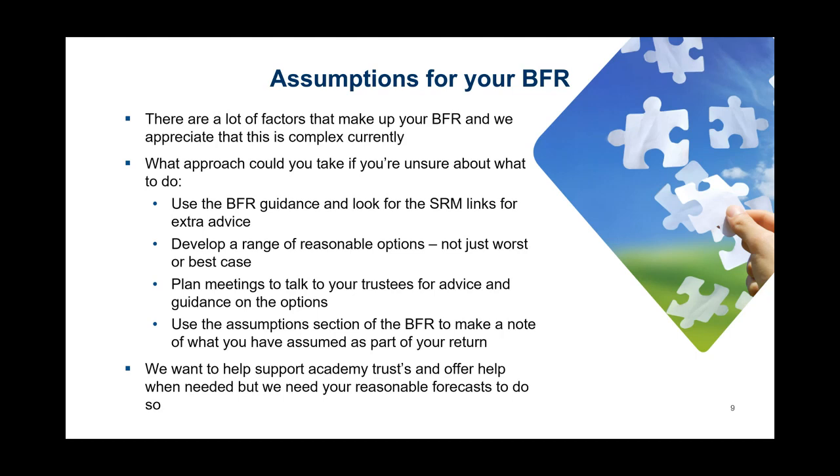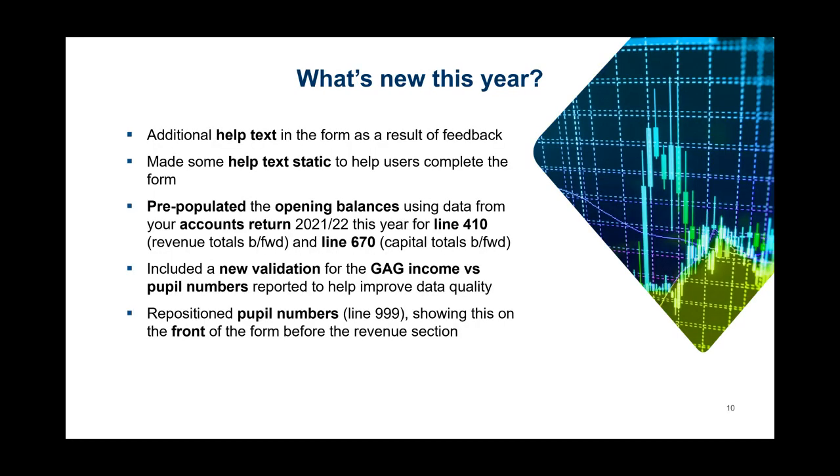So moving on. What's new this year? In the form, which I'll show you shortly, we've added some extra help text as part of the feedback. We've made some of the text static, so it sticks out and you can't click to hide it, because we know that some users miss that. We've pre-populated the opening balances for lines 410 and 670 based off your accounts return information.